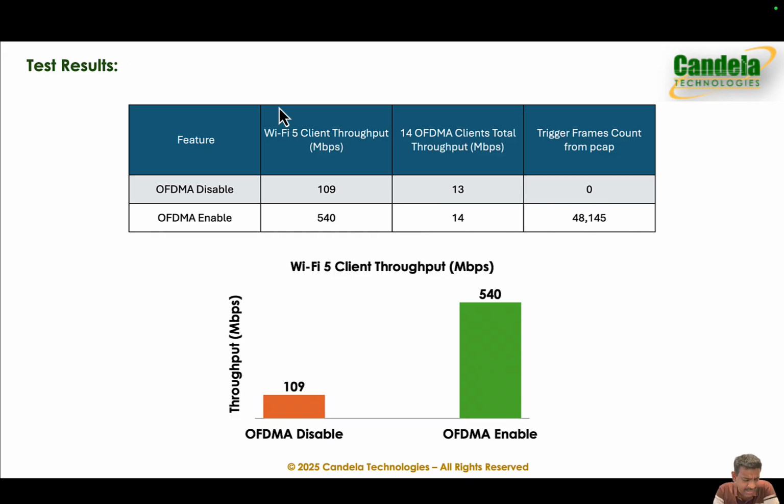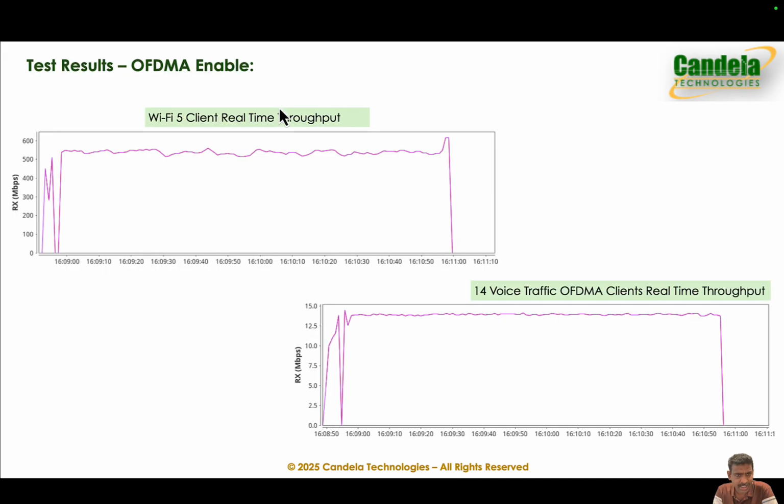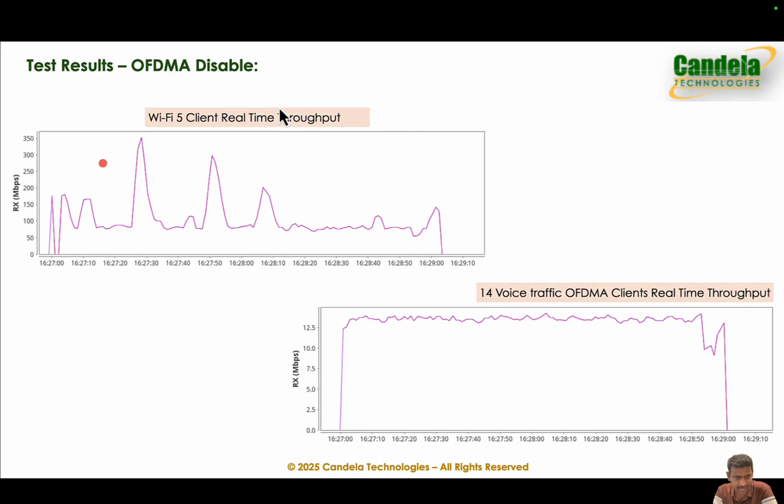I think the key takeaway is not that OFDMA gives 4 times throughput or 5 times throughput. The key message is that there are benefits with OFDMA, right? And it's just that we have to craft the right test case and use the right test tools to see those gains. Now, one final remark about why this OFDMA disabled throughput is not very stable here.